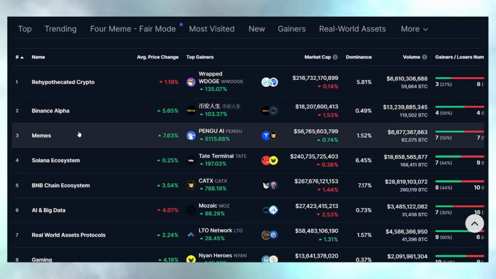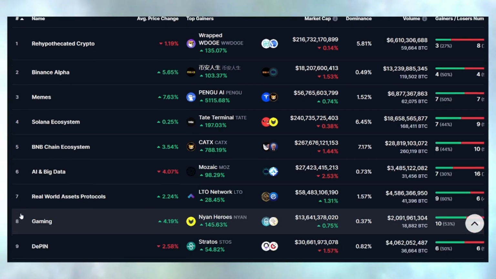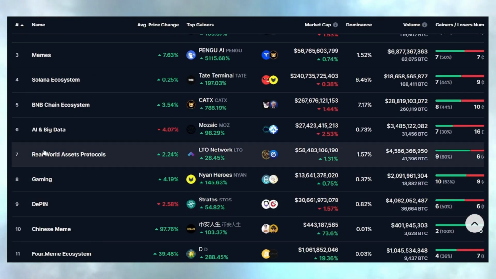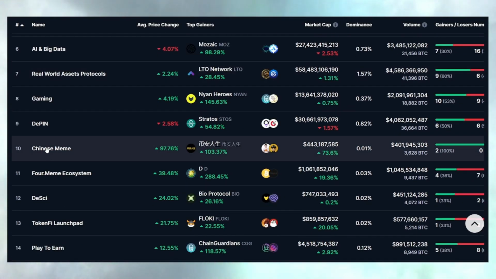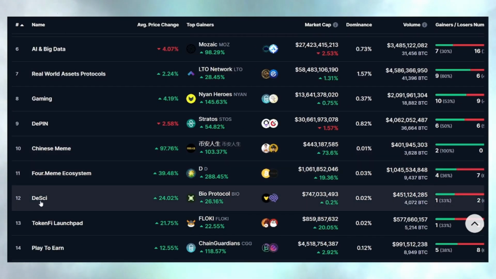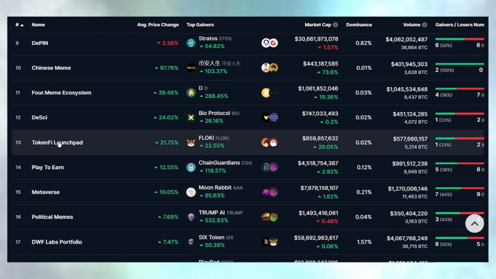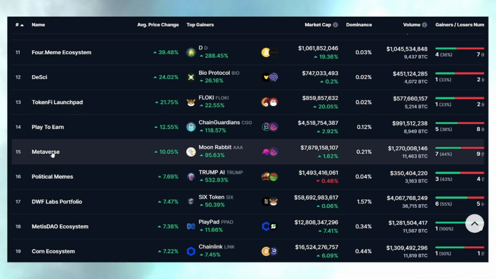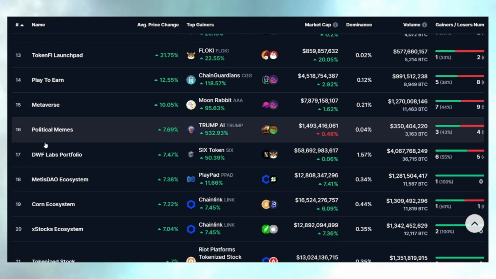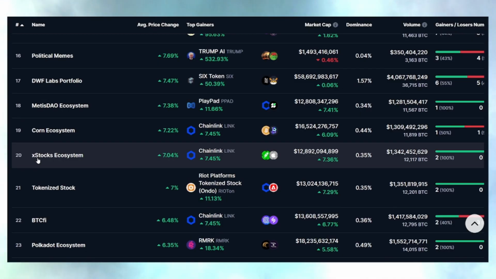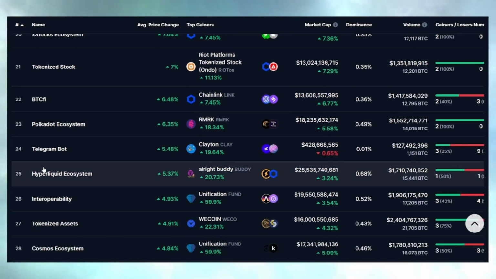You can go to various categories. So perhaps you're into artificial intelligence. Perhaps you like real world assets. Perhaps you're into science. Perhaps you're into gaming or metaverses. Perhaps you're into politics or some other stocks. Maybe you want to trade stocks on the blockchain, so you want to hold Tesla or a token that represents the Tesla stock on the blockchain.